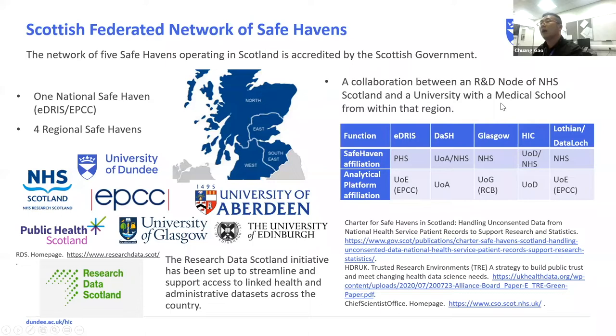If you want more detailed information on why safe havens were established, what the principles for safe havens are, and how we in general function as a service, this is a good document to read. It's called the Charter for Safe Havens in Scotland. It's a government document that provides guidance for Scottish safe havens. And I also have to point people to this paper, which is the Green Paper of HDR UK.